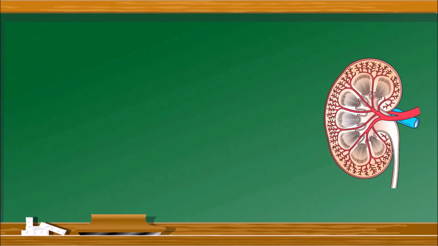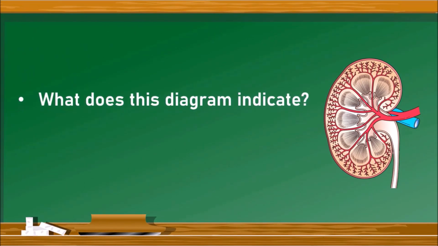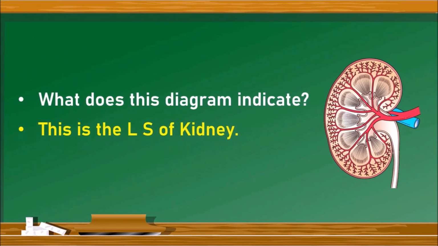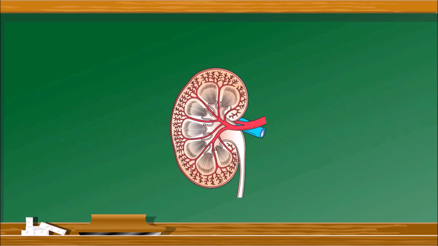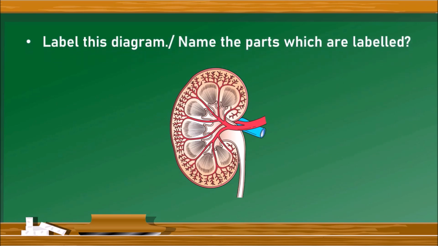The first question is, what does this diagram indicate? This diagram indicates the LS of kidney, longitudinal section of kidney. Next question, label this diagram. Or the question may also be asked as, name the parts which are labeled. Some labeling may be given like X, Y or A, B, C, D like that. We need to label them.